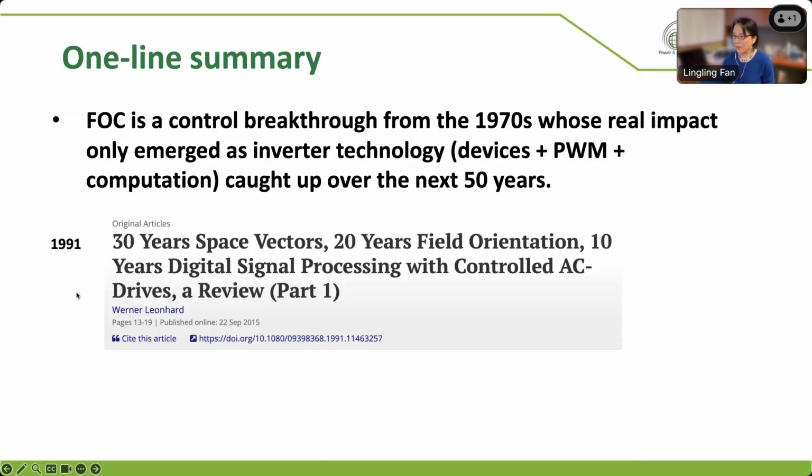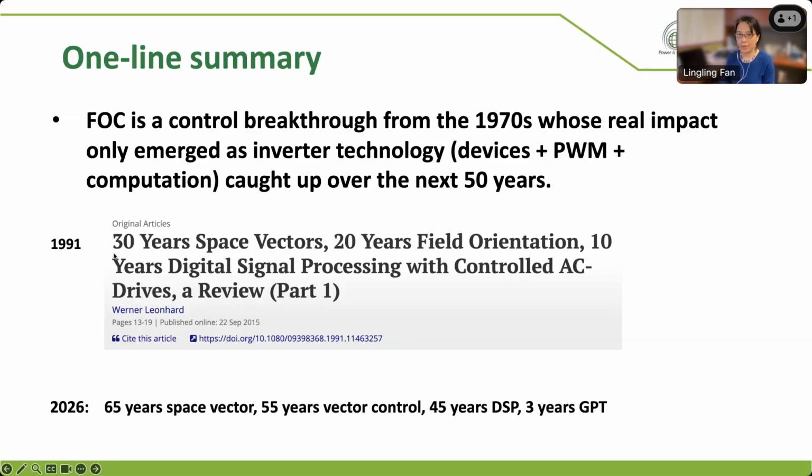But on the other hand, if we take a look at 1991, Professor Leonhardt published a paper saying 30 years of space vector, 20 years of field orientation, 10 years of DSP. So this is again 1991. Now today, we can say 2026: 65 years of space vector, 55 years of vector control, 45 years of DSP, and now 3 years of GPT. Okay, so this is again some kind of history, 65 years of space vector. We will talk about that one.